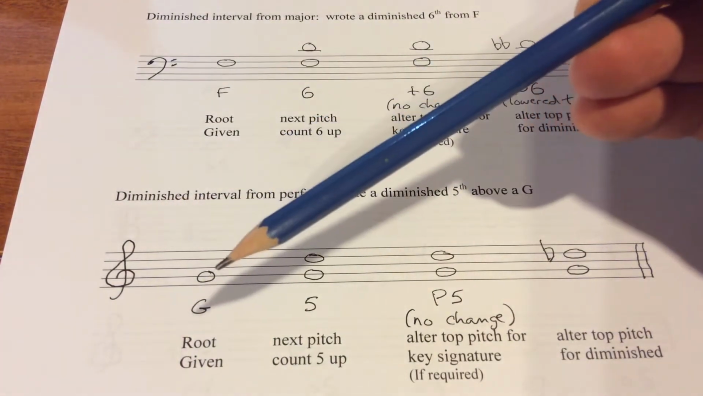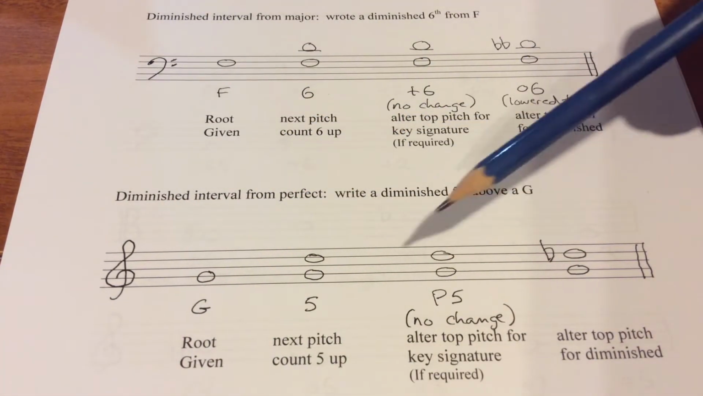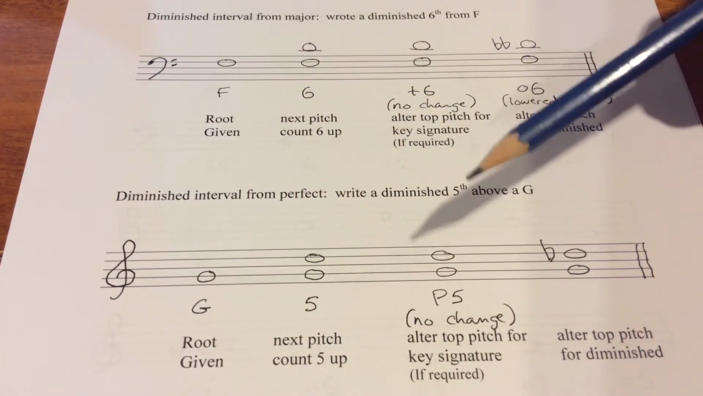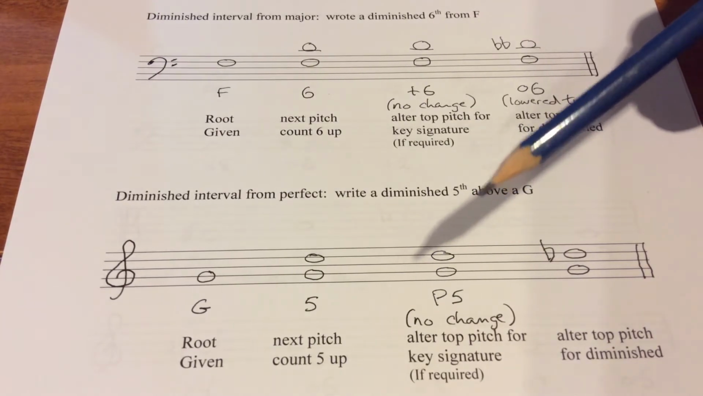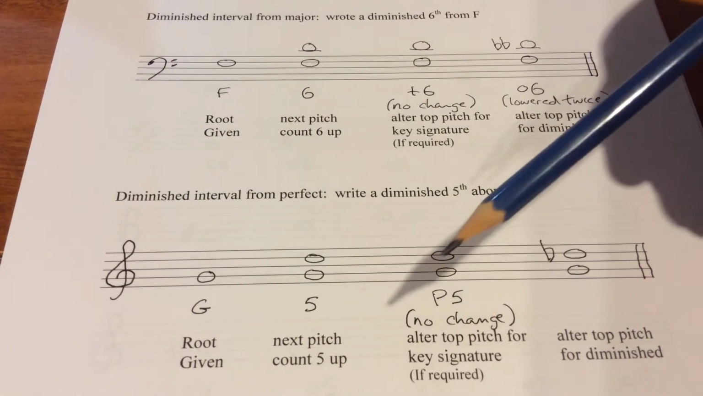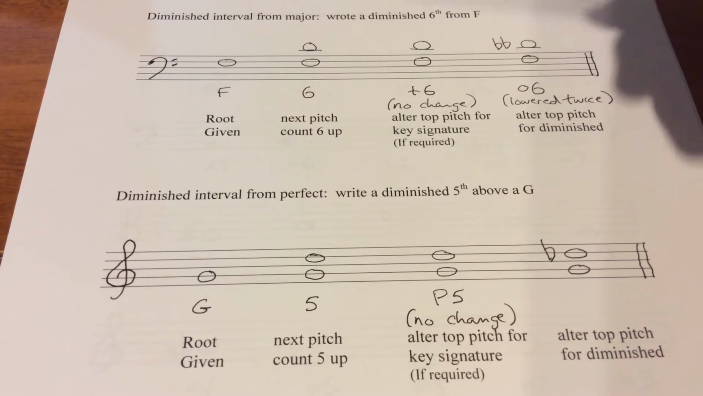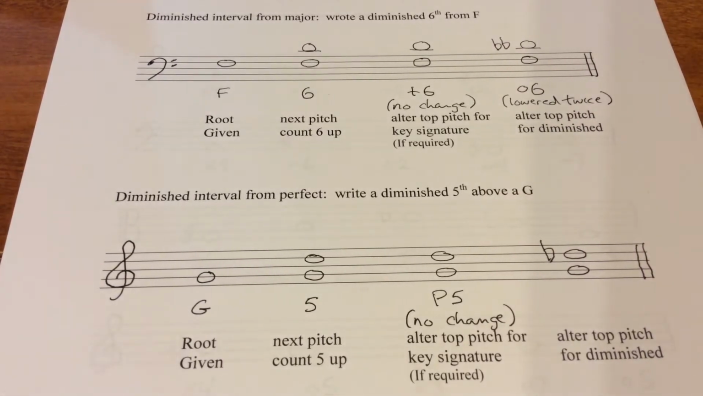Back to the treble clef, we assume we're in the key of G major. We're going to create our benchmark. Benchmark, because it's a 5, is going to be a perfect. So a D natural above a G is a perfect fifth. Remember, D natural is diatonic to G major. There's only one sharp in G major. It's an F sharp. Doesn't concern us in this question.